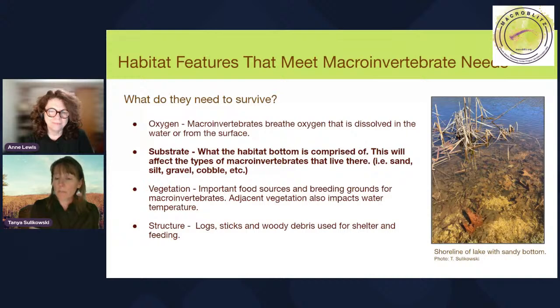And in streams, typically we have larger pieces of substrate like the gravel and the cobble. And here in this picture, you'll see the shoreline of a lake with a sandy bottom. Those particles are very small, they're close together. And so you would have to find organisms that are more well adapted to that smaller particle size.